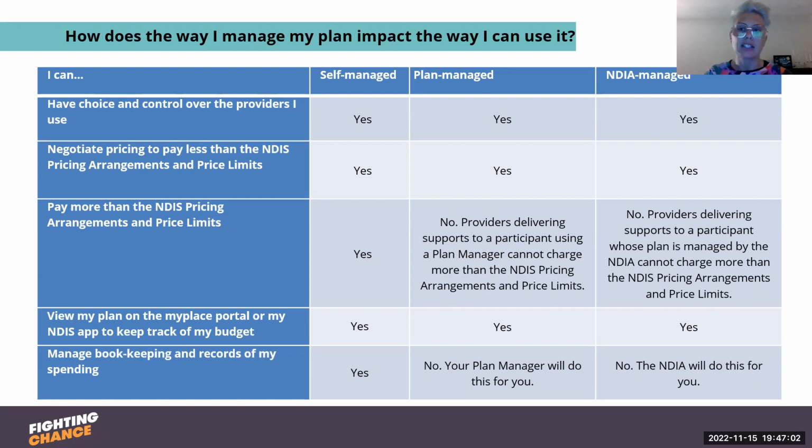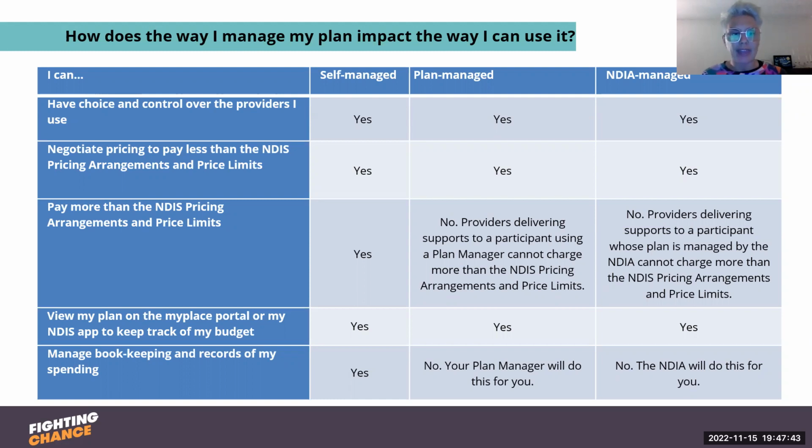You've got a lot more choice being self or plan managed. And then with the pricing, you can always negotiate to be less than the price guide, but for self-managed, you can go less and above the price guide. For plan managed, you can go less, of course, but you cannot go above the price guide. And for NDIA managed, you can go less, but not above.